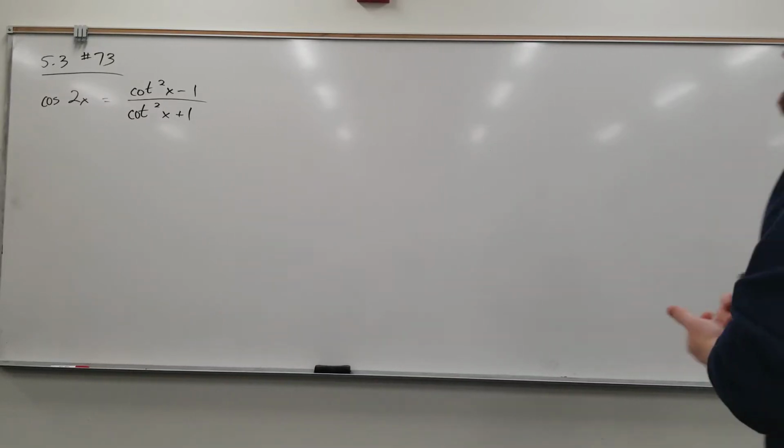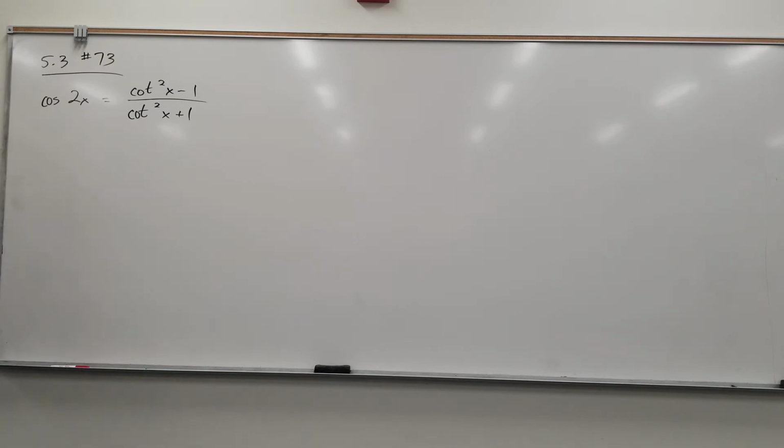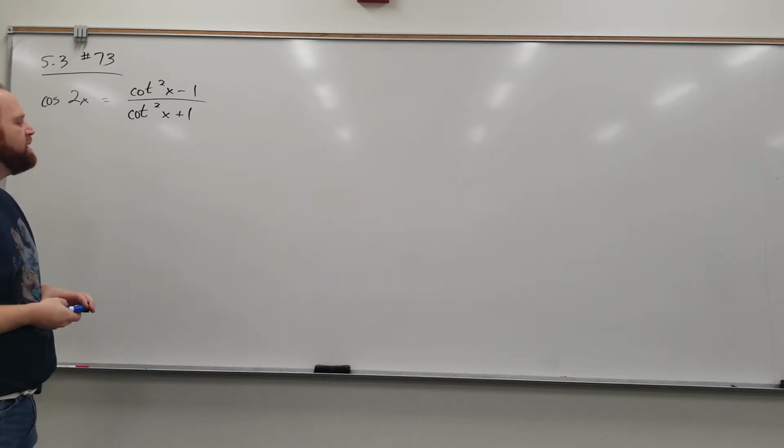Okay, 5.373. Here's the identity that we're supposed to prove. Okay.